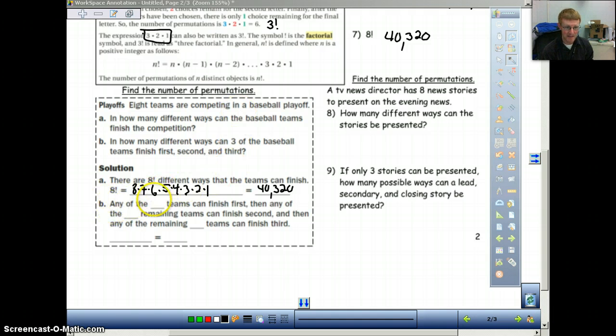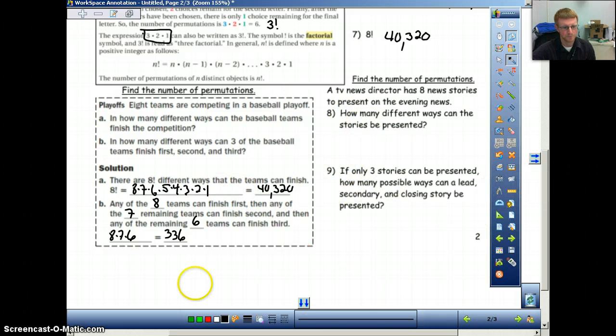Well, it says any of the 8 teams can come in first. Then any of the 7 remaining teams can come in second, and then any of the remaining 6 teams can come in third. So now we've just made this a lot smaller, because now it's just 8 times 7 times 6. We don't need to do it all the way down, because we're only worried about the first 3. We're only choosing 3 in a sense there. And when you multiply those 3 together, you have 336 different ways that 8 teams can come in first, second, or third. Okay, so what I want you to do is do number 8 and number 9 on your own, and then hit play when you're ready.